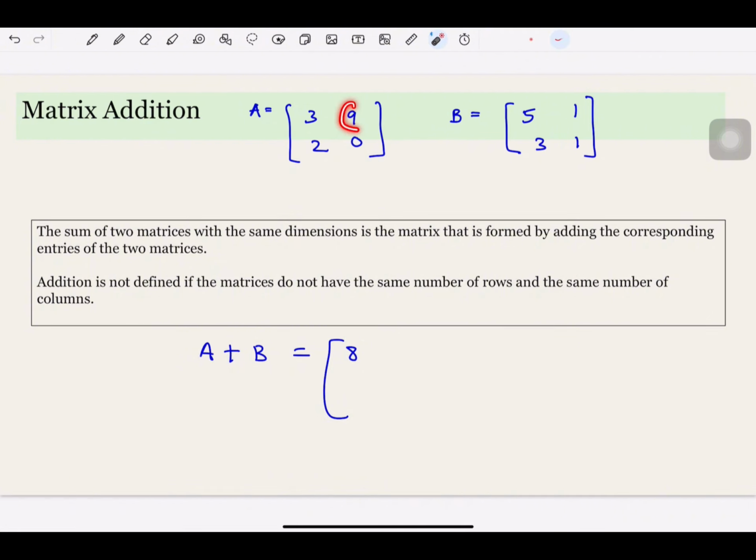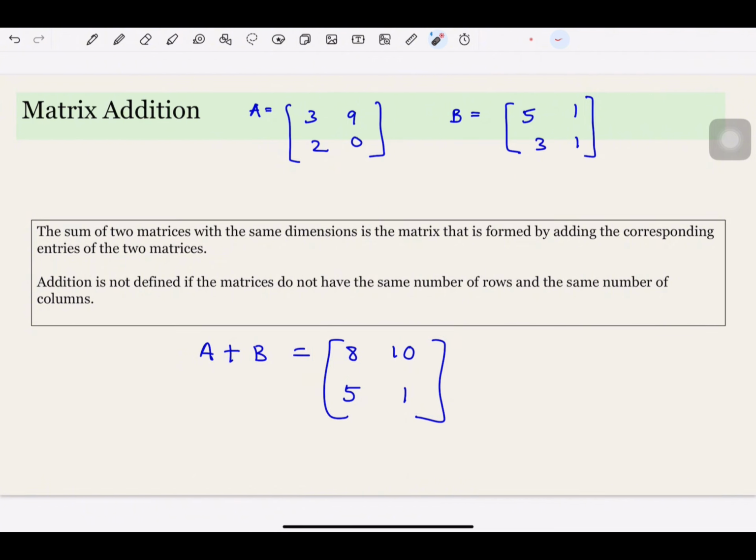Next, let's add the element in the top right corner. So this is 9, and on this matrix, you have the number 1. If you add them together, you will get 10. And next, bottom left: on A, which is 2, and here it's 3. So 2 plus 3 is 5. And then bottom right, 0 plus 1, which is 1. So this is your new resulting matrix. So this is how you add two matrices together.